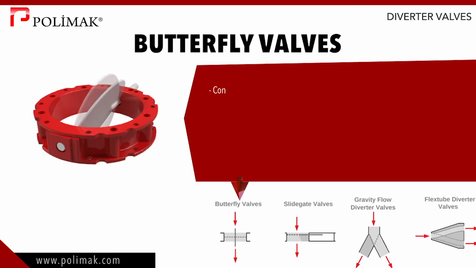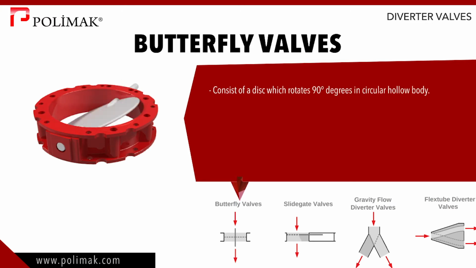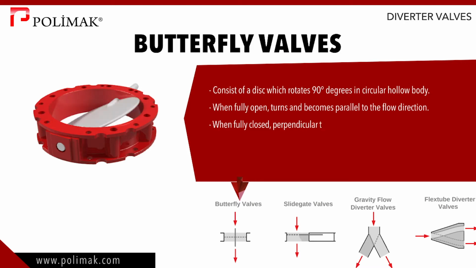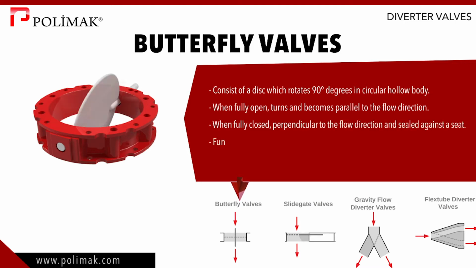Butterfly valves consist of a disc which rotates 90 degrees in a circular hollow body. When fully open, it turns and becomes parallel to the flow direction, allowing minimum flow resistance. When fully closed, it is perpendicular to the flow direction and sealed against a seat. It functions as a shutoff valve and prevents the product flow completely with the aid of proper sealing.